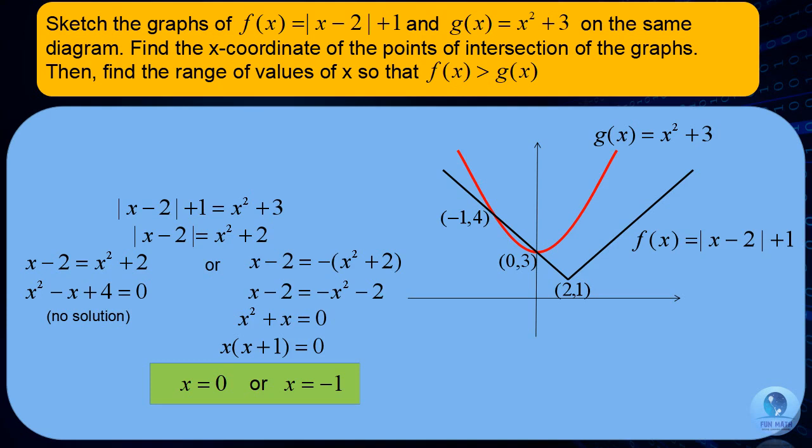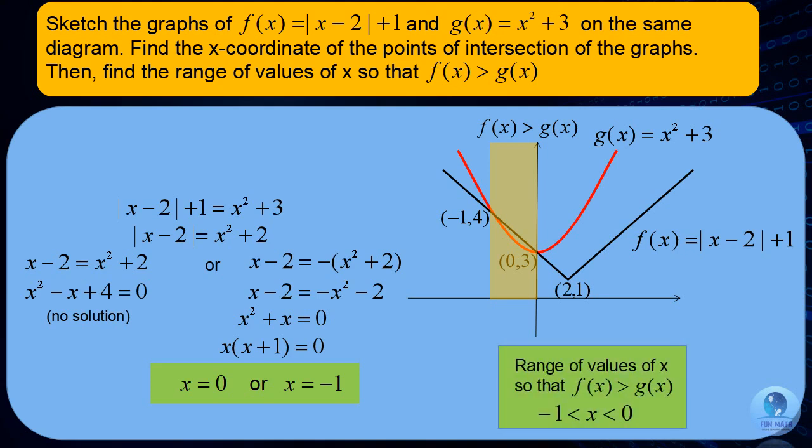Look at the third part of the question. Find the range of values of x so that f of x is greater than g of x. If you look closely at the graph, there's only one region where f of x is greater than g of x, which is between the points (-1, 4) and (0, 3). So your answer will be x greater than -1 but less than 0.